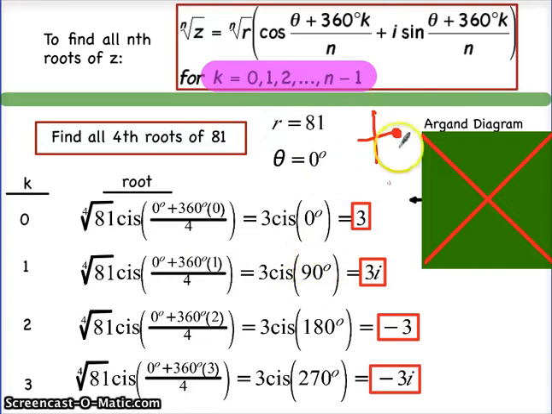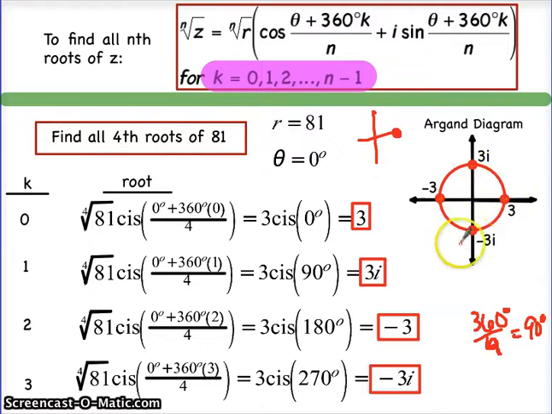And remember, if we thought about our 360 degrees divided by 4, 360 over 4, all of my answers really are just going to be 90 degrees apart, or in my Argand diagram, exactly 90 degrees, chopping that into 4 separate pieces. And again, plug in k as 2, I'm going to have 180 degrees, so now I'm going to get my negative 3 over here. Plug in k as 3, you get 270 degrees, still the same fourth root of 81, and I get my negative 3i. And all of a sudden I've got my 4 answers falling nicely on the Argand diagram.